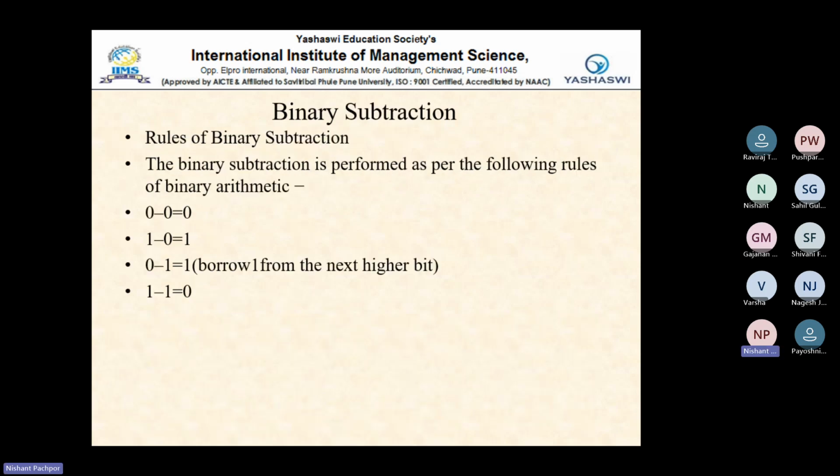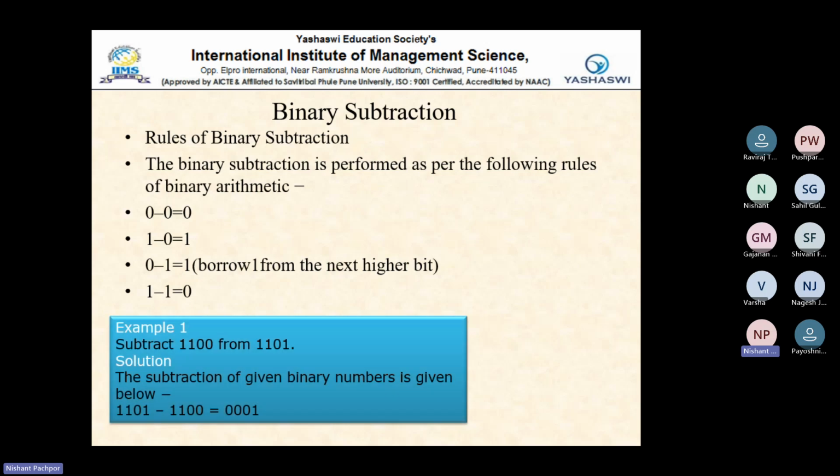The same way we perform binary subtraction. The rules for the binary subtraction काय आहे. When you perform binary subtraction, the following rules apply: 0 minus 0 is 0, 1 minus 0 is 1. 0 minus 1 takes a borrow, means we have to take a borrow from the next higher bit. Then the difference is 1, and that borrow will be shifted to the next column. When you take the borrow from the next higher bit, it will again be shifted to the next column. And 1 minus 1 is 0. Okay, these are the rules for binary subtraction.